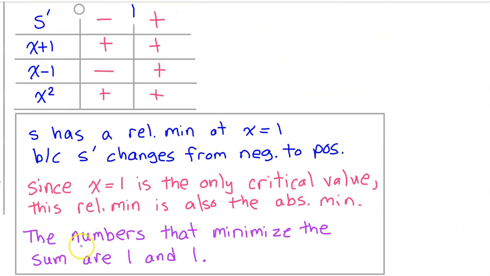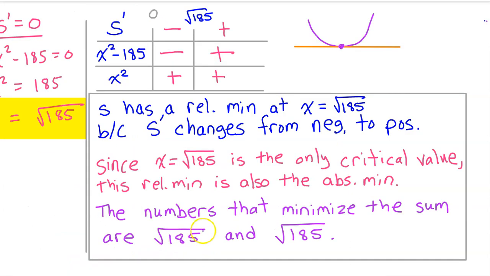So we finish off our solution by adding the numbers that minimize the sum are 1 and 1. I like this a little bit better than just saying the first number is 1 and the second number is 1. It's more meaningful and accurate. In fact, let's go back and revise our answer to the first question. Instead of just saying the two numbers are radical 185 and radical 185, let's say the numbers that minimize the sum are radical 185 and radical 185.